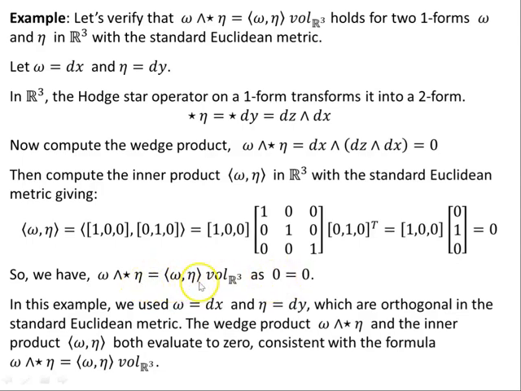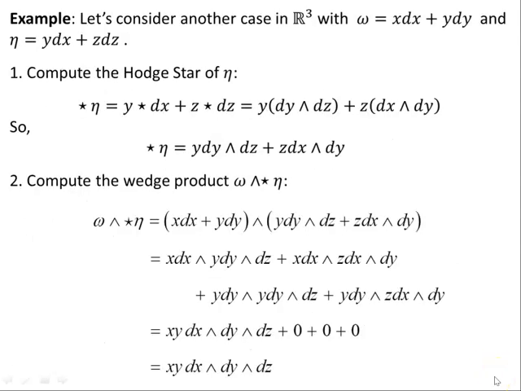It is equal to this because both sides are equal to 0. We found that this product here is 0, and we found that this inner product here is 0, which means that the left-hand side equals the right-hand side, 0 equals 0. In this example, we used omega as dx and eta equals dy, which are orthogonal in the standard Euclidean metric. The wedge product, omega wedge star eta, and the inner product both evaluate to 0, consistent with this formula. All right, let's move on.